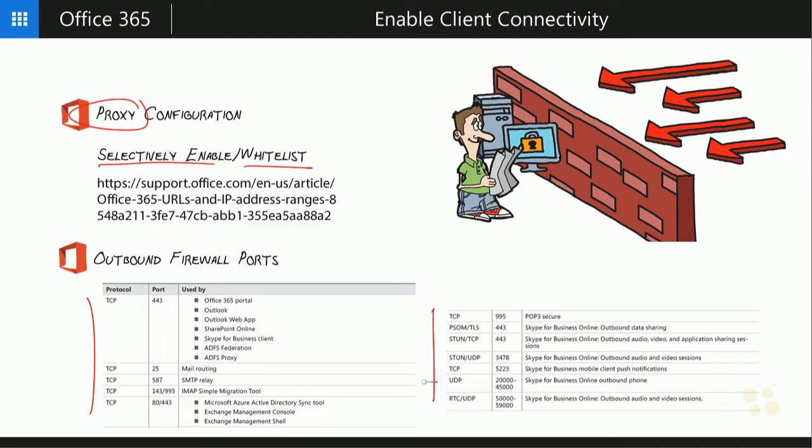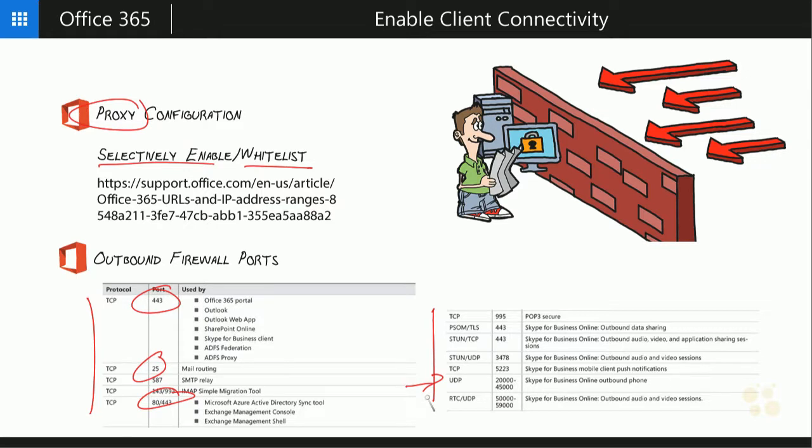A lot of it is fairly standard stuff. Obviously 443 and 80, which are web ports. There's 25, which is an SMTP port. Some of it is more unusual. You can see over here, Skype for Business Online outbound phone is going to require that big range of UDP ports to be open. So once again, you won't need to have this list for the exam.